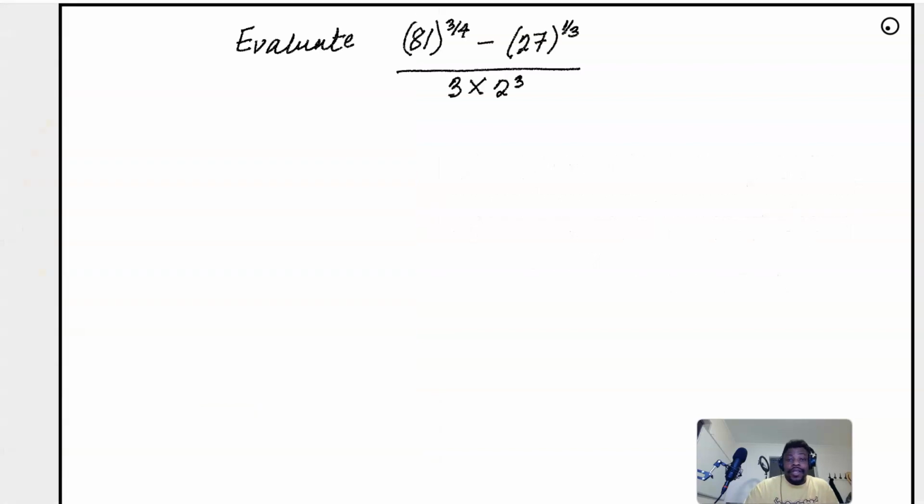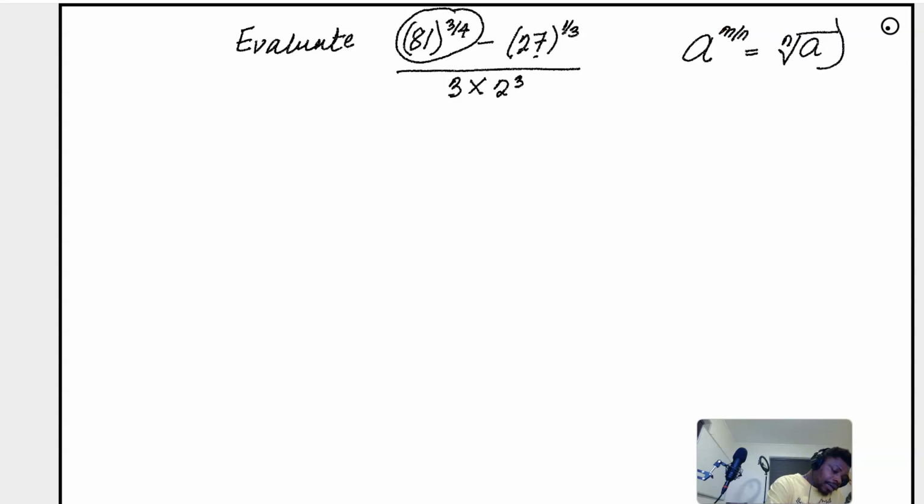Now, let's solve this question. It says, evaluate 81 raised power 3 over 4 minus 27 raised power 1 over 3, all divided by 3 times 2 raised power 3. Remember, according to the laws of indices, a raised to m over n, I can rewrite this as the nth root of a, then raised to m, based on my previous video.